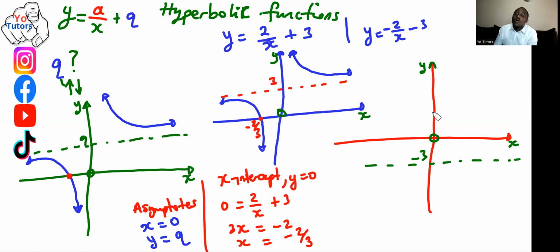Now, to draw this graph, we know that it's negative. So it means that in this case here, where does it touch? It's going to touch your x-axis there. Okay, and also it's going to be there.